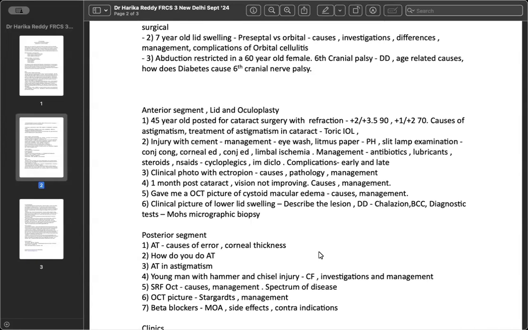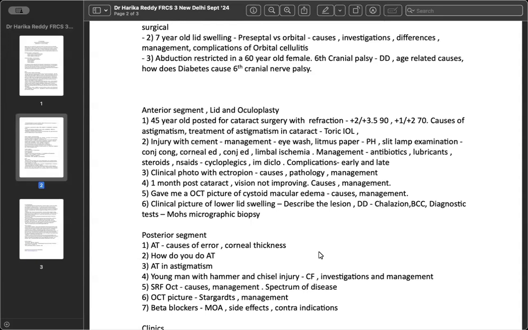So then 1 month post cataract, vision was not improving. So what are the causes and management? Okay. So basically, you start from the anterior segment till the posterior. Anteriorly, what can happen? Because of block, the lid can have ptosis. Then in the cornea, there can be corneal edema, DM folds. Then in the AC, there could be uveitis. Or there could be traumatic zonulodialysis.